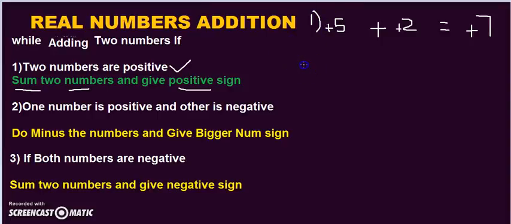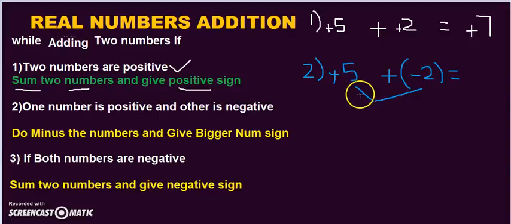Now for the second case, when one number is positive and the other is negative. So I have 5, which is the positive number, and I am going to add it to a negative number of 2. Now what I have to do, what the definition says: do minus the numbers and give the bigger number's sign. So just do the difference of 5 and 2, which is 3.